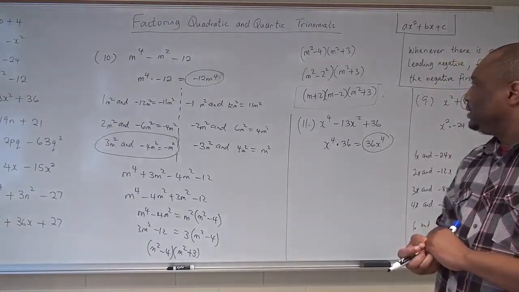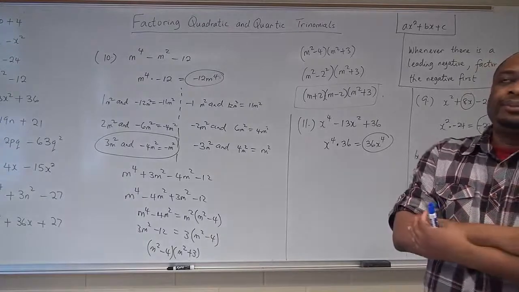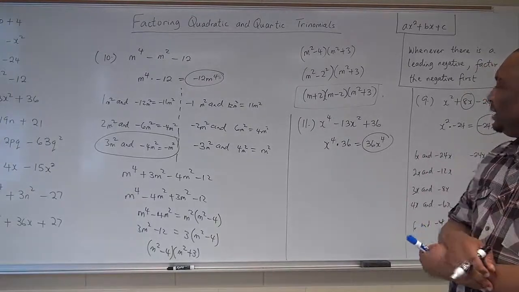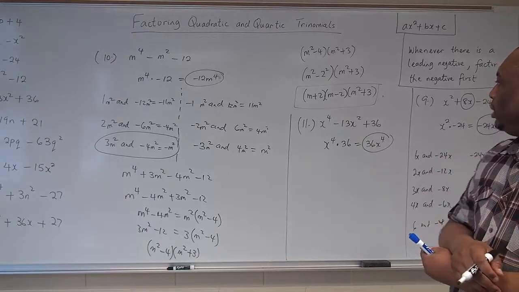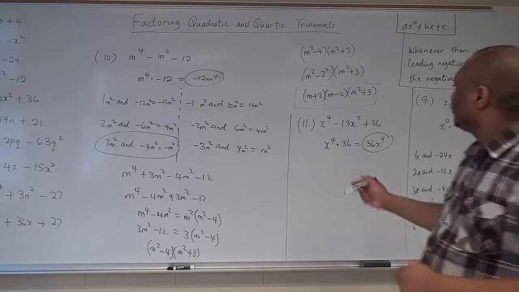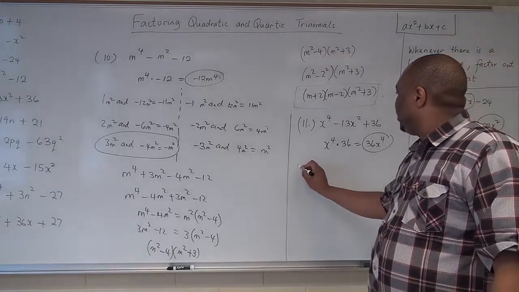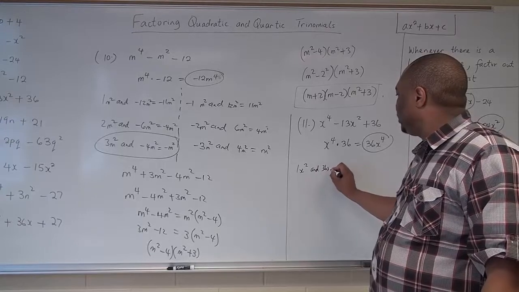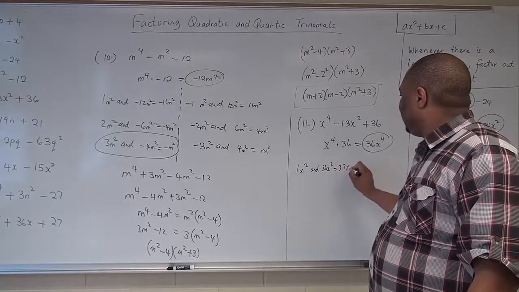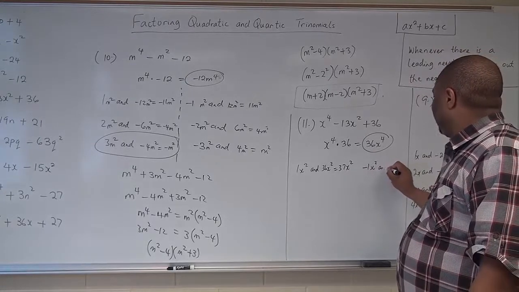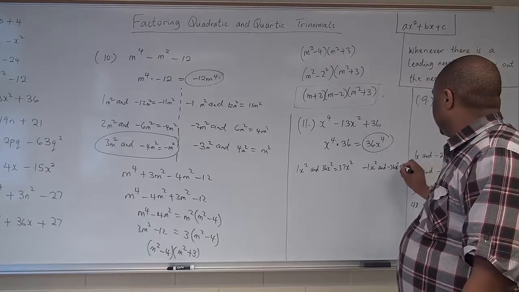So 36, we can have a 1 and 36. 1 and 36 will not work. Negative 1 and negative 36 will not work. We can have a 1x squared and 36x squared. That is 37x squared, it won't work. Negative 1x squared and negative 36x squared.